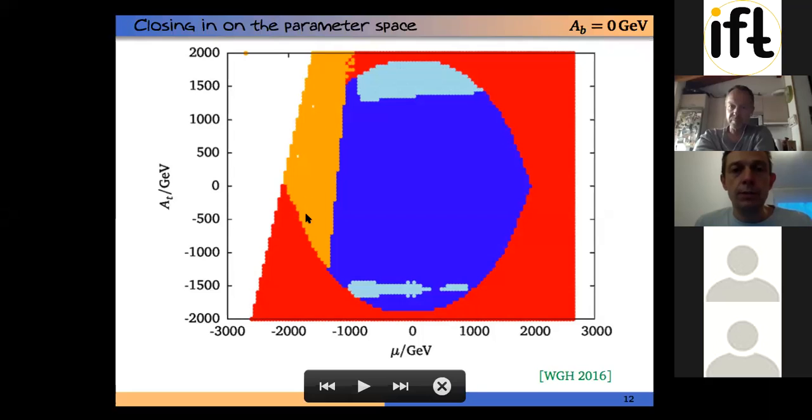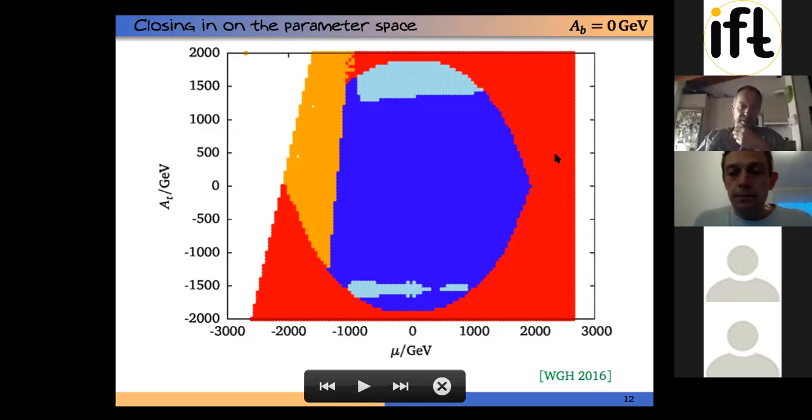The orange part is excluded by the existence of bottom VEVs. And in this left corner, simply tachyonic bottom quarks existed in the spectrum. That's why they were excluded and simply left white.